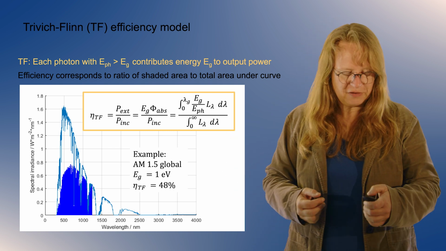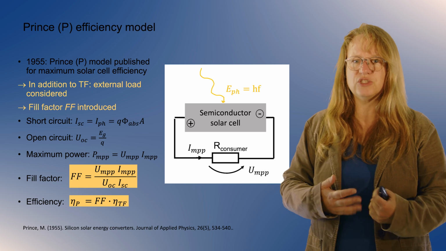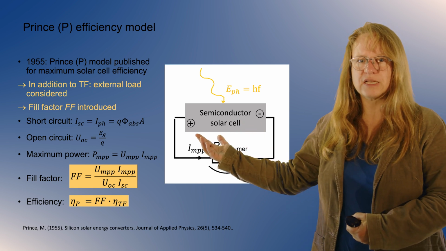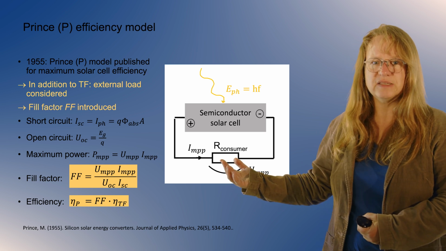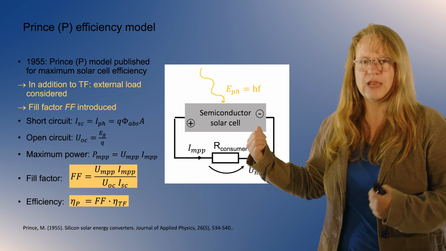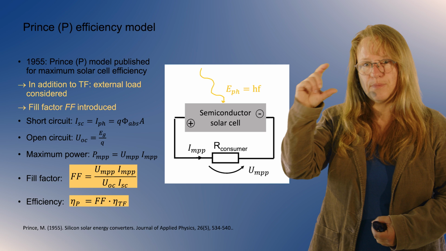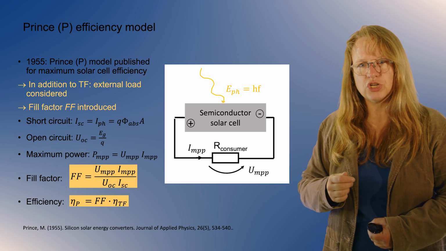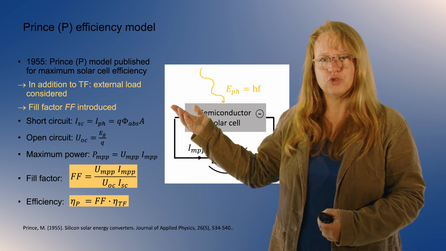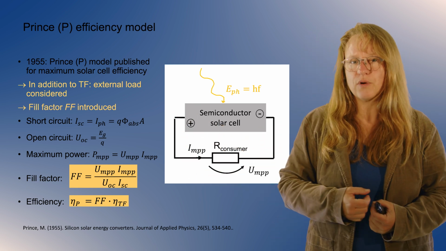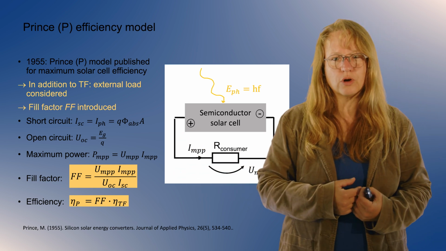So this is the Trivich and Flinn efficiency, and then we saw that Prince already argued in 1955 that this is not the whole story, because you will connect the semiconductor solar cell to an external load. And this means that if you have an external load here, you cannot operate the solar cell at the open circuit voltage, that is the band gap energy divided by the elementary charge. You also have to consider that you have a certain current-voltage characteristic, where if a current is flowing, the voltage is smaller than the open circuit voltage.